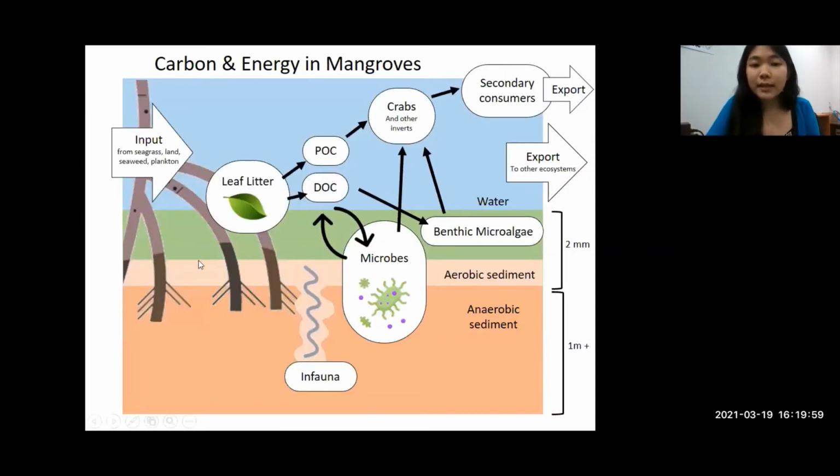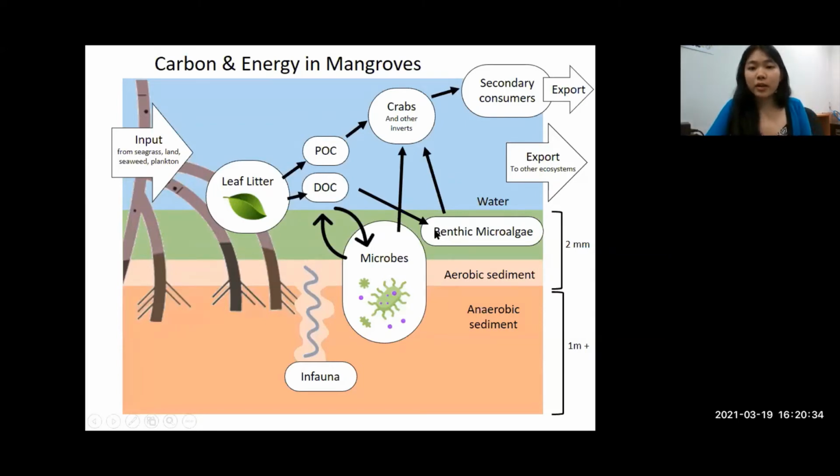Here's another way to look at this. Leaf litter falls down, breaks down into particulate organic carbon, dissolved organic carbon that feeds crabs and other secondary consumers. Also really important part is the microbes and the benthic microalgae, so tiny algae that lives on the bottom. This can provide an even more important food source in some cases to crabs and snails and other things. If you ever see crabs on the mud and they look like they're eating nothing, they're just eating the mud. They're often eating these super tiny bits of algae and other life living on the surface.